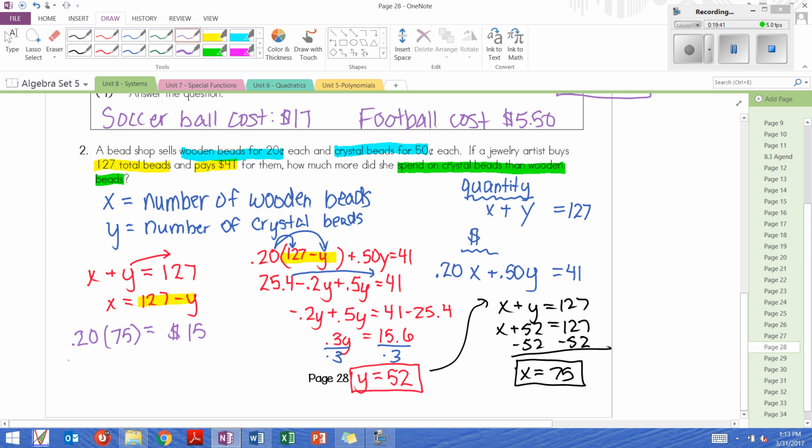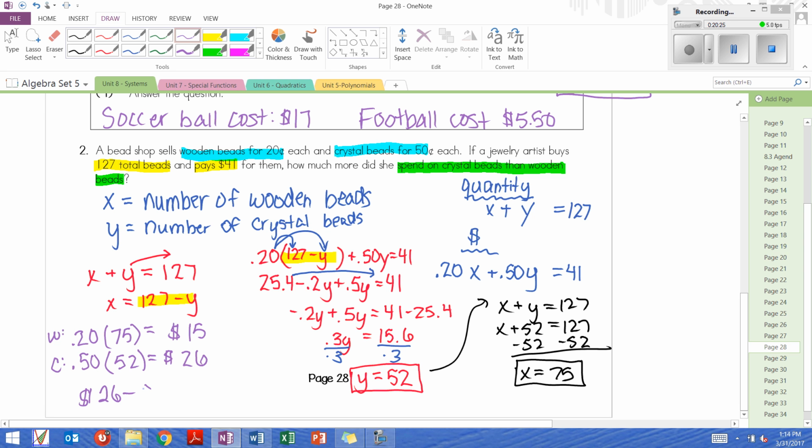And then also she spent 50 cents on, and maybe I should just label this, the wooden beads. So wooden and crystal, or I guess I should use x and y, but we can use these two variables just to keep our thoughts organized. So that should be 50 cents times the 52, which is $26. So how much more did she spend on crystal beads? Well, it's great that we're finding that she spent more on crystal beads than wooden beads, 26 compared to 15.